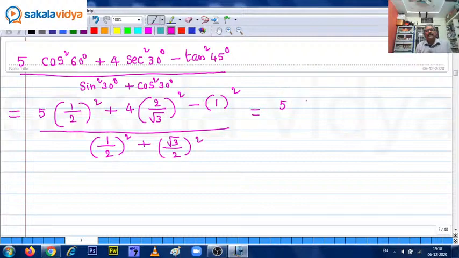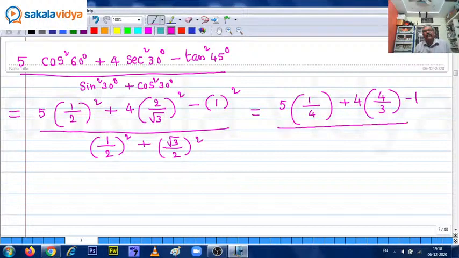This is 5 times 1 upon 4, (1 by 2) whole square, plus 4 times (2 by root 3) whole square, which is 4 upon 3. So minus 1 upon, this is 1 upon 4, plus root 3 square is 3 upon 4. Right.